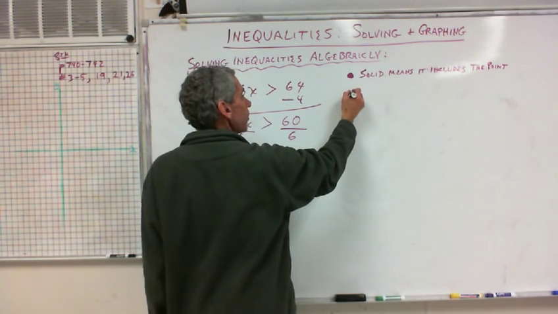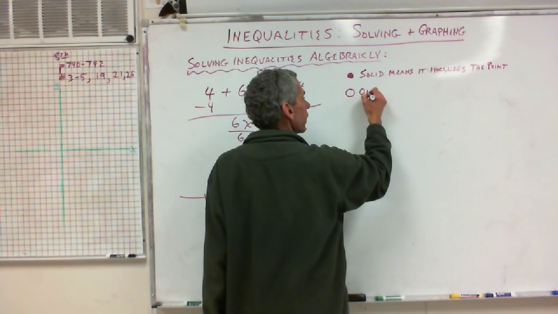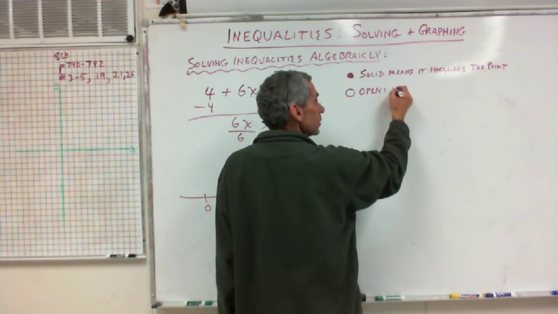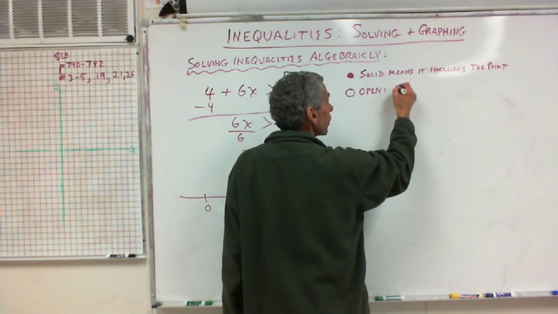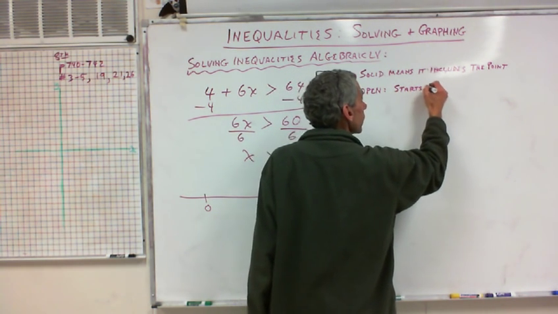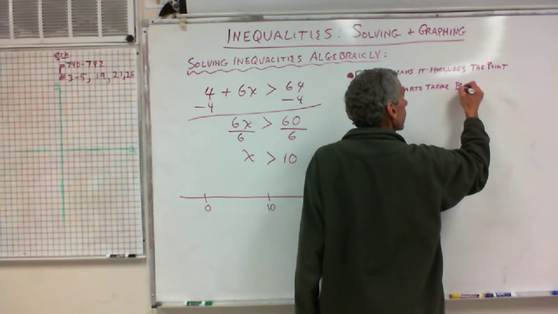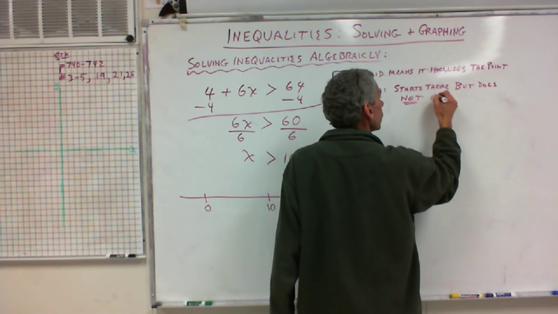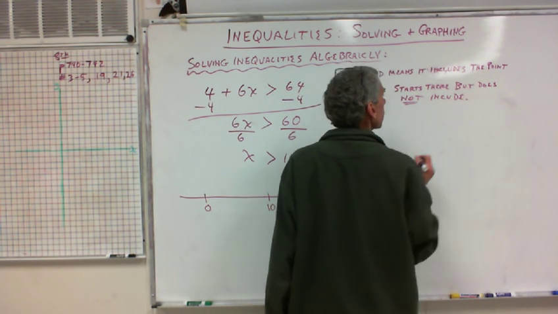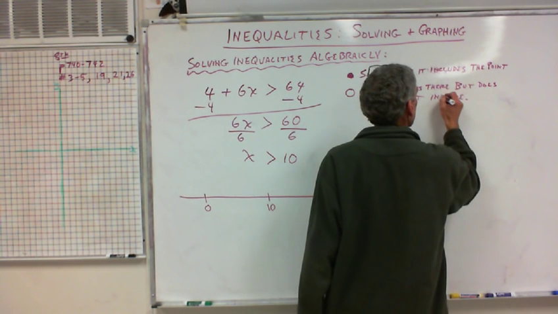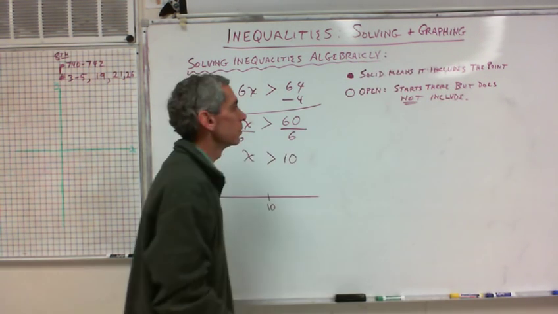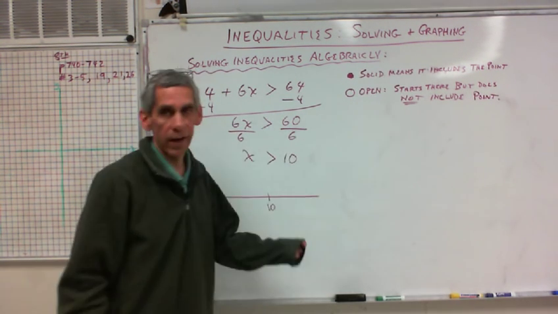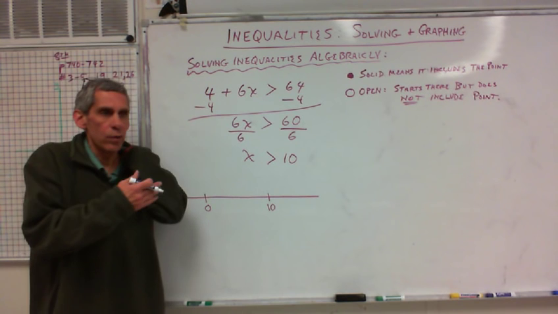An open circle means that it starts there but does not include the point. So the way I think about it is solid dot, it's touching the point.